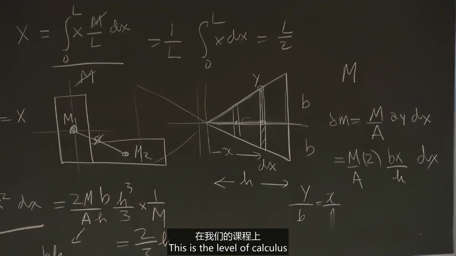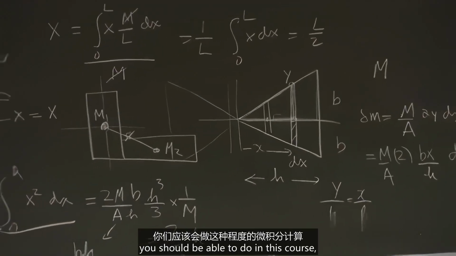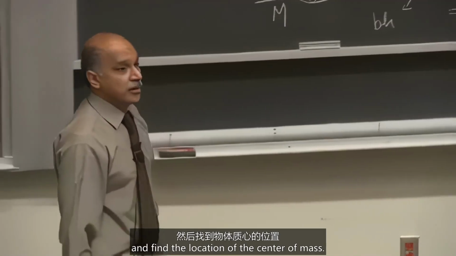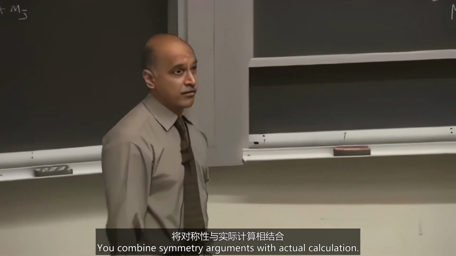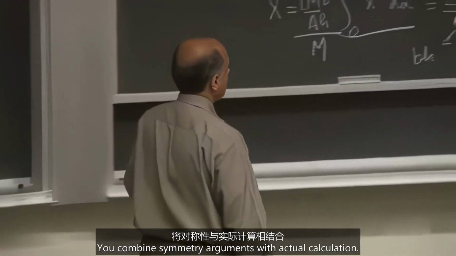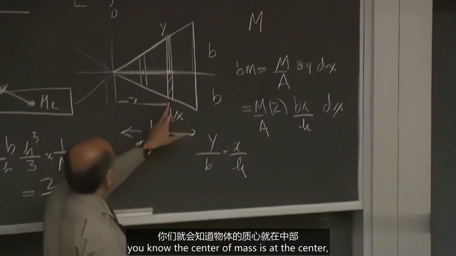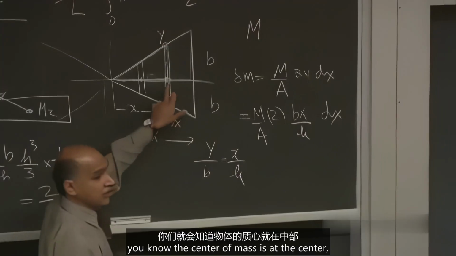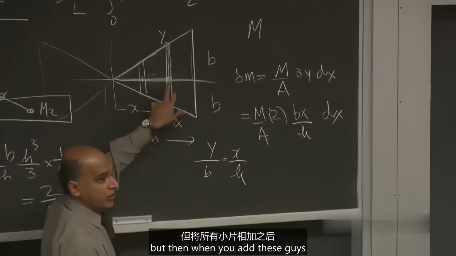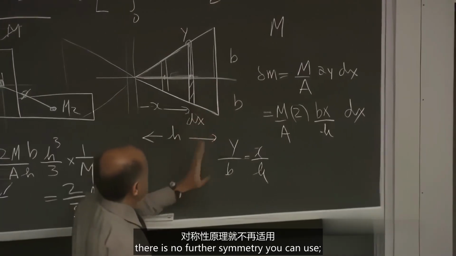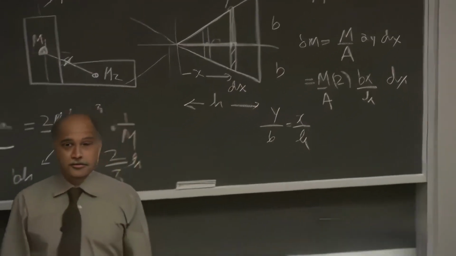This is the level of calculus you should be able to do in this course. Be able to take some body, slice it up in some fashion, and find the location of the center of mass. You combine symmetry arguments with actual calculation. For this sliver, by symmetry, you know the center of mass is at the center. You don't waste your time. But then when you add these guys, there is no further symmetry you can use. You have to do the actual work.